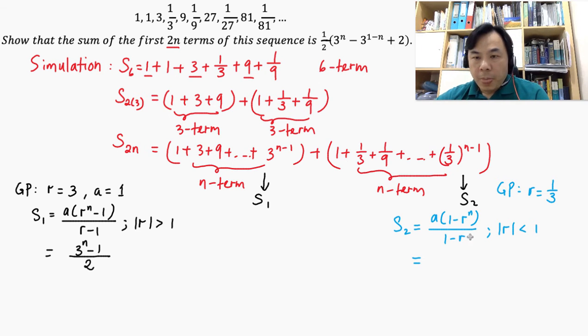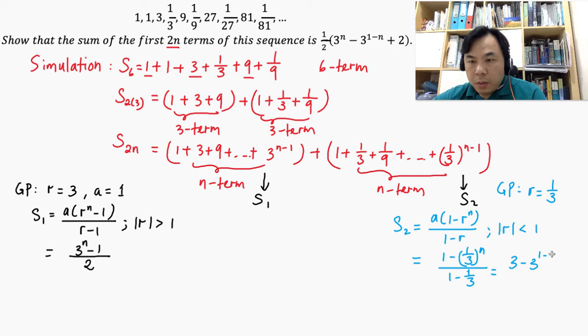So from here, by substituting all this, I will get (1 - (1/3)^n) over 1 - 1/3. Okay, now of course you can simplify this. If you simplify this, we would end up with, in this case, I would say (3 - 1/3^(n-1)), these two can be combined, over 2.